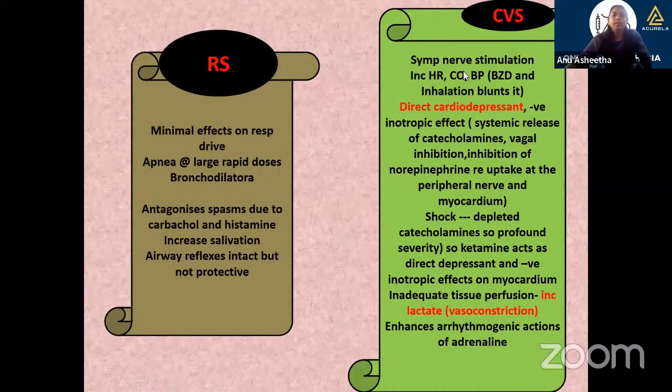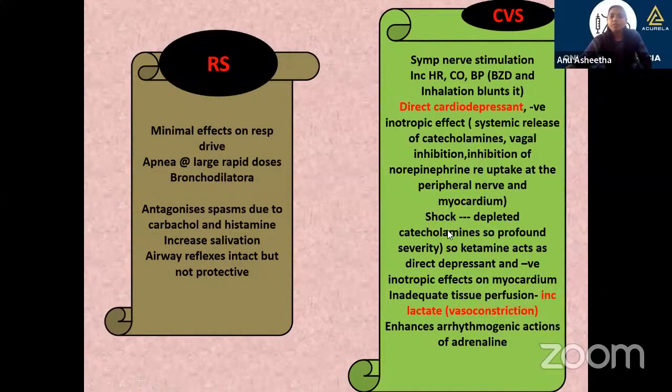So in the cardiovascular system, they stimulate the sympathetic nervous system, thereby increasing heart rate, cardiac output, and blood pressure. It can be combined with benzodiazepines and inhalational agents to blunt these effects. So in TIVA, we use ketamine with propofol. The combined action causes sympathetic stimulation and depression. So in TIVA, ketofol is used. They are direct cardiodepressants, with a negative inotropic effect. The increased heart rate is due to systemic release of catecholamines and inhibition of norepinephrine reuptake at the peripheral nerve and myocardium. So in shock patients, this cannot be used.